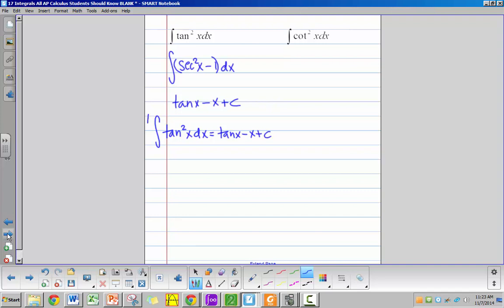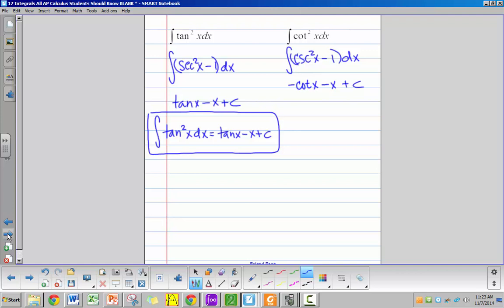All right, so similarly to tan squared, we have to remember that the identity for cotangent squared is cosecant squared x minus 1. Well, cosecant squared x is somebody's derivative, and that's negative cotangent of x minus x plus c. So the integral of cotangent squared x dx is equal to negative cotangent x minus x plus c.